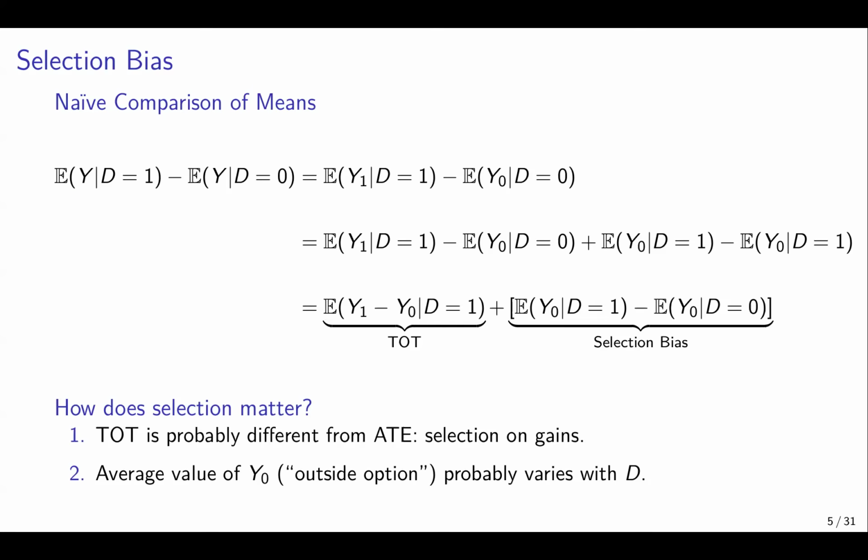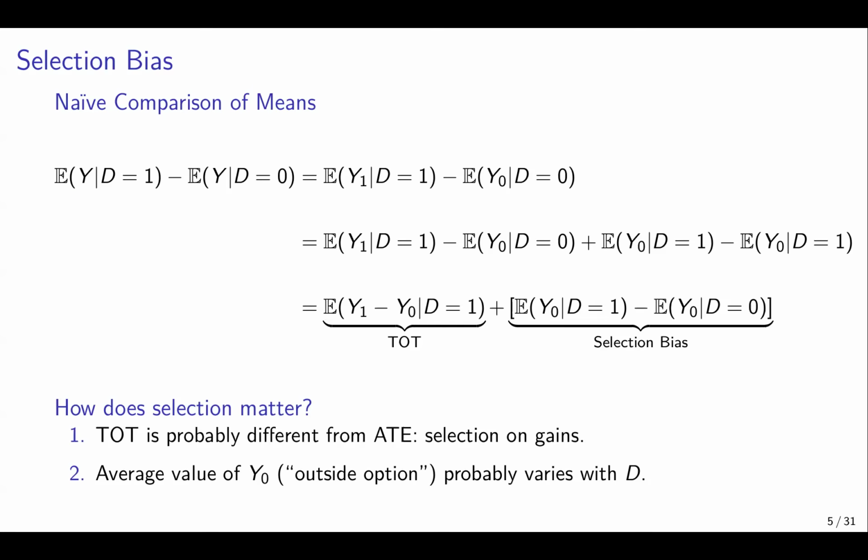It's equal to the TOT plus something else, and it's very hard to guess exactly what that something else is going to be like. Is it positive? Is it negative? Is it big? Is it small? So what is this something else, the selection bias? Well, it's sort of like a comparison of, if you want to think about it in the education example, the outside option. So it's like the wage you're going to get without going to university. And probably that varies with D.